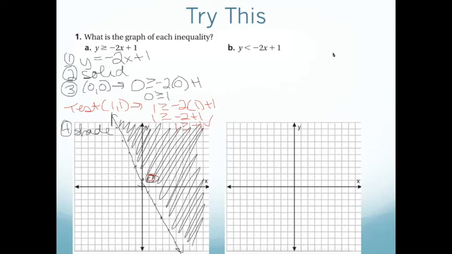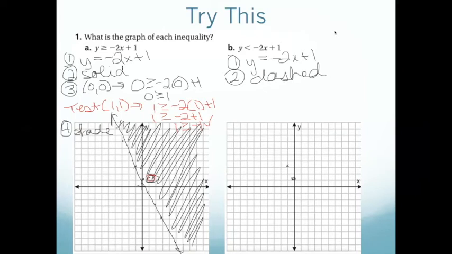Okay, try part B, and then we'll go through it together. So our first step, y equals negative 2x plus 1, so that I can draw the boundary. Our second step, determine if it's dashed or solid. There's no or equals to, so this is dashed. The y-intercept is 1. My slope is negative 2.